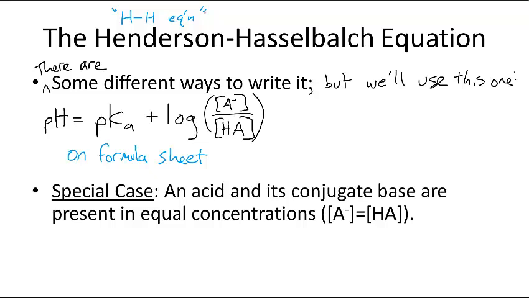Now, what we'll run into in a lot of situations is a special case if we have equal concentrations of an acid and its conjugate base. Then we can say the pH is going to equal the pKa plus the log of, if those two things are equal, what's that ratio? 1. And what's the log of 1? 0. All right.